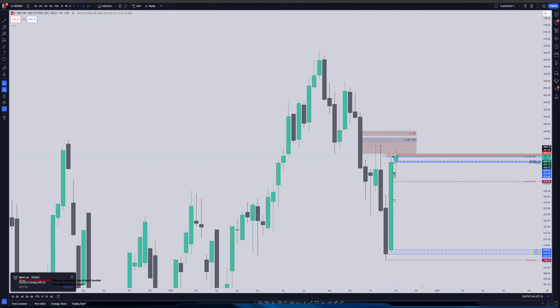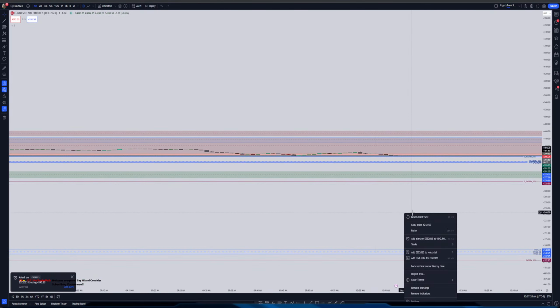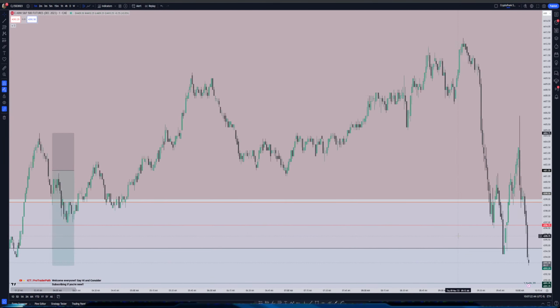Okay, someone is too eager. Okay, ESG is crossing 4393. Are you serious? It already came there for the sell side liquidity. Oh shit, bro.